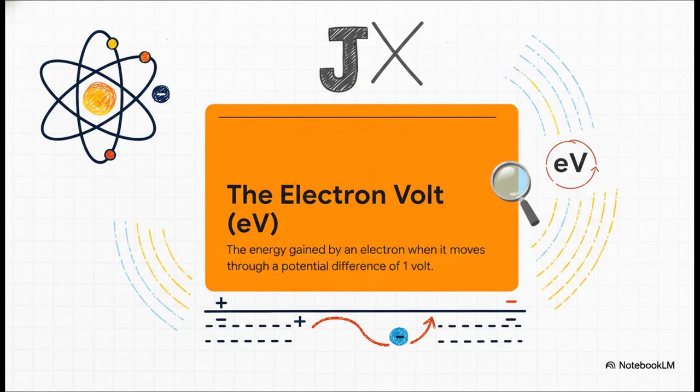Now, when we're talking about the teeny tiny scale of atoms and particles, the joule is just way too big. It's like trying to measure an ant with a ruler marked in kilometers. So, physicists came up with a much handier unit called the electron volt, or eV. It's perfectly scaled for the subatomic world because it's literally defined as the energy an electron gets when it zips through a potential difference of 1 volt.